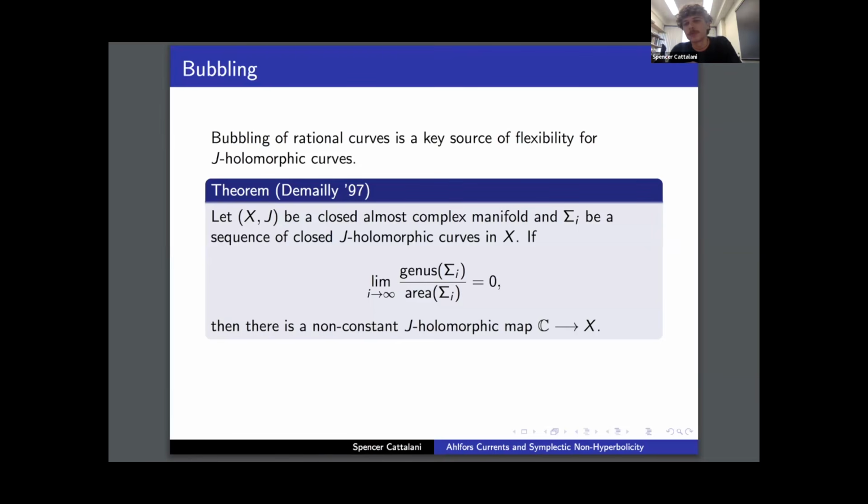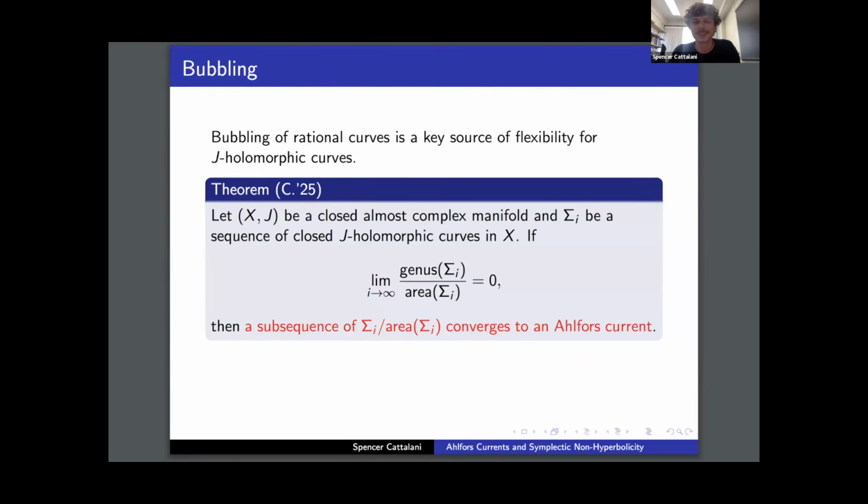Maybe the problem is you don't know anything about this complex line. And it's very difficult to totally prevent the existence of a complex line. So my second result is that instead of just extracting some complex line, you can show that a subsequence itself converges to an Ahlfors current.